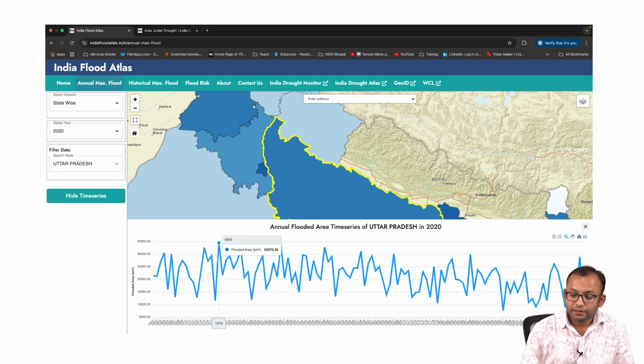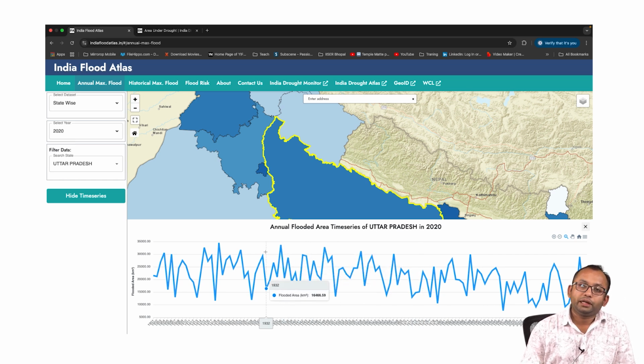Here you can see the year when we had the highest flooded area in Uttar Pradesh, which is around 34,570 square kilometers. And if you look at the more recent period, what we observed is that the flooded area has been significantly reduced compared to the historical past. What could be the reason behind it? It could be because we have already engineered our river systems, and we have also made several dams, which could potentially decrease the chances of flooding in the downstream region.